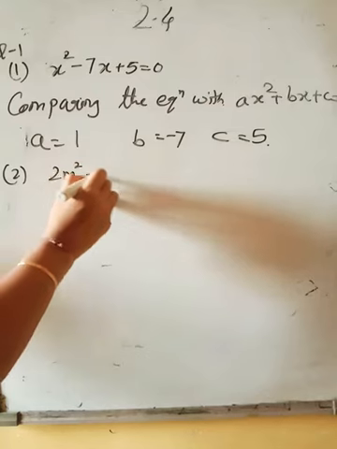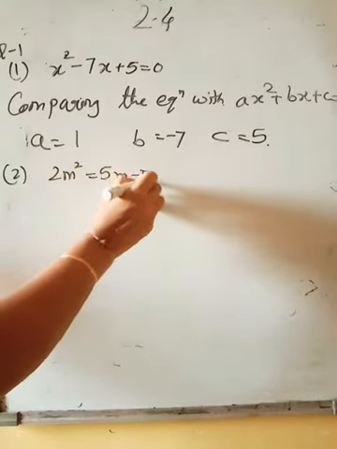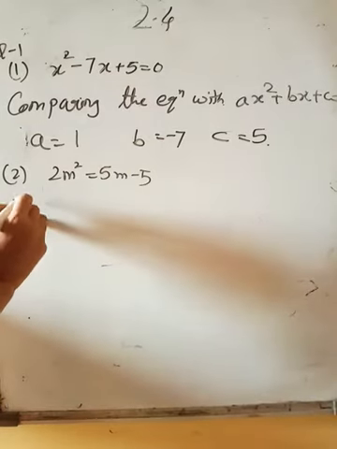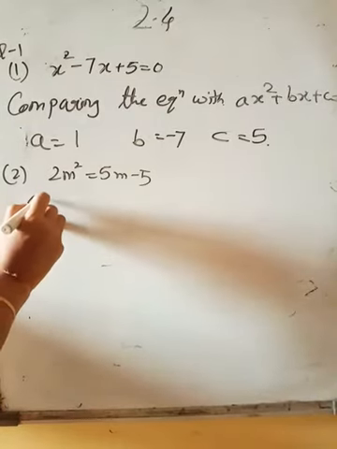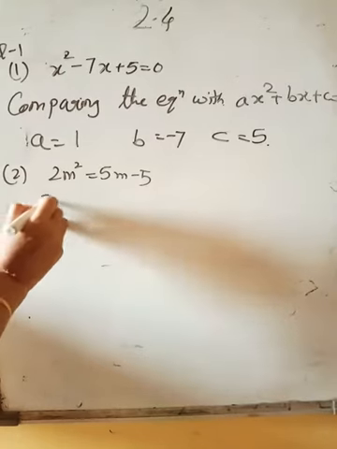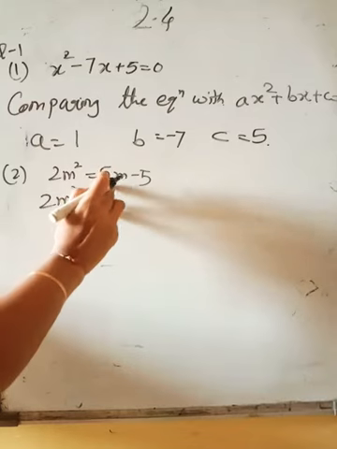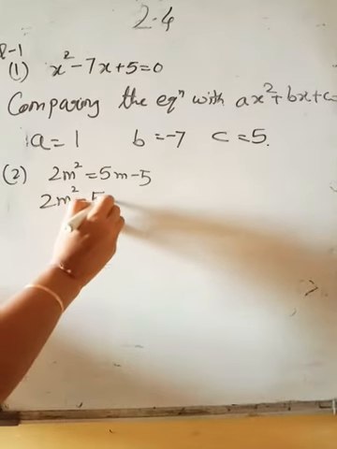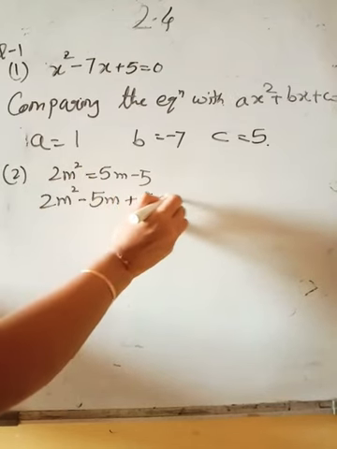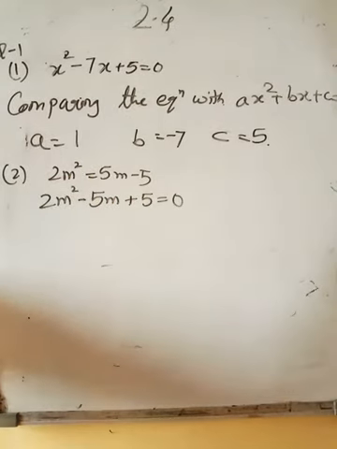Now go to the second one. 2m square is equal to 5m minus 5. First we'll bring it into the standard form. 2m square, then taking this 5m here, that will become 2m square minus 5m. This minus 5 will become plus 5. Okay, and right hand side 0.